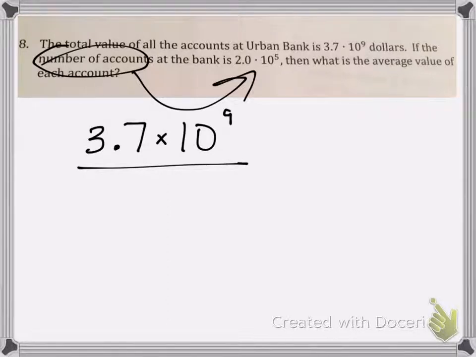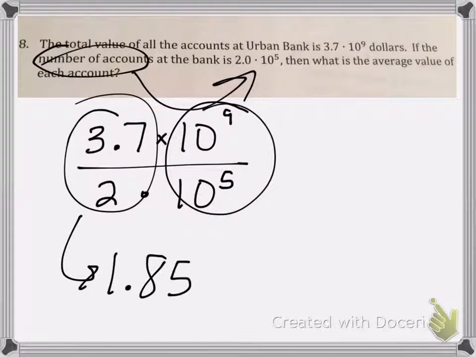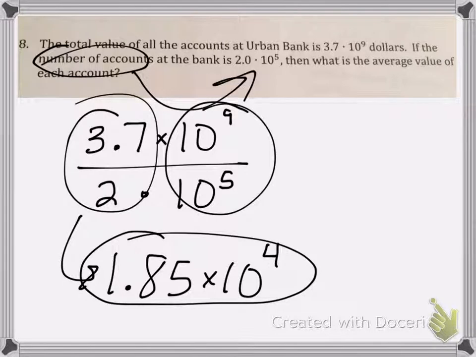So we have 3.7 times 10 to the 9th divided by 2 times 10 to the 5th. The first part is just division, so you'll do 3.7 divided by 2, which works out to 1.85. And then in the second part of this division, you have division with a common base. So you keep that base of 10, and then you subtract the exponents to get 4. So the average value of each account would be 1.85 times 10 to the 4th.